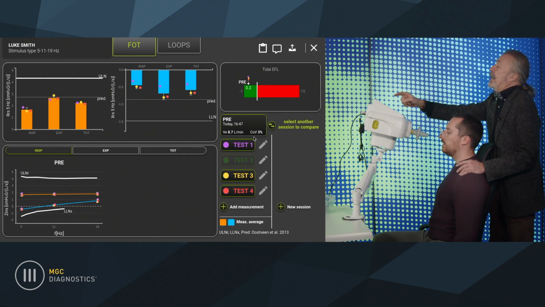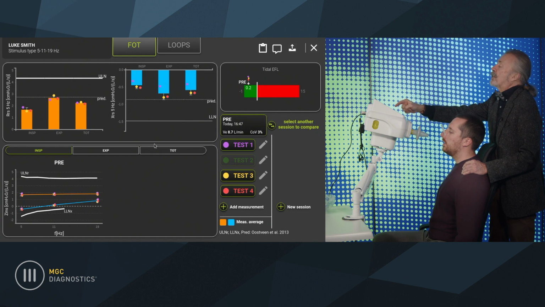We look at the left-hand graph of the resistance at 5 Hertz, and we can see inspired, expired, and total. They're all below the predicted line and well below the upper limit of normality, that being the predicted normal range. On the right-hand side, the reactance, inspiratory, expiratory, and total, are well below the predicted line and well over the lower limit of normality. You can see on the upper right corner that the patient does not have any tidal expiratory flow limitation.